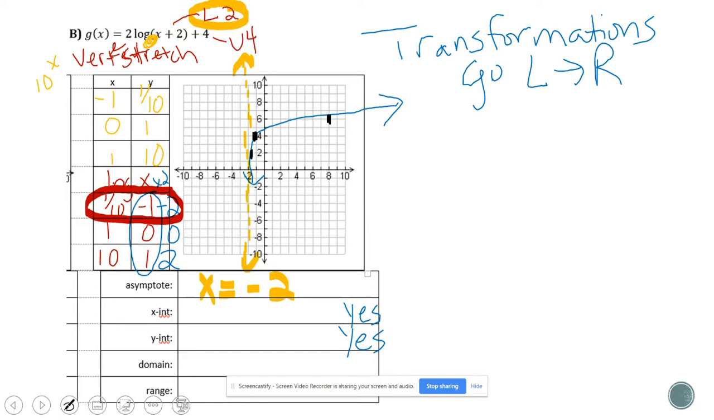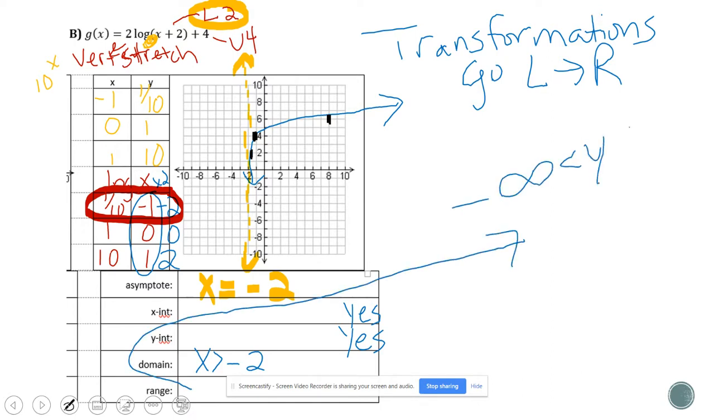Our domain, the left side of our graph, is at negative 2. That's where our asymptote is. And so we just have to decide our graph is going to the right. Are those numbers greater than negative 2 or less than negative 2? And the answer to that is greater. And then again, our range is always negative infinity to infinity. We're just replacing the x with y because it's range.